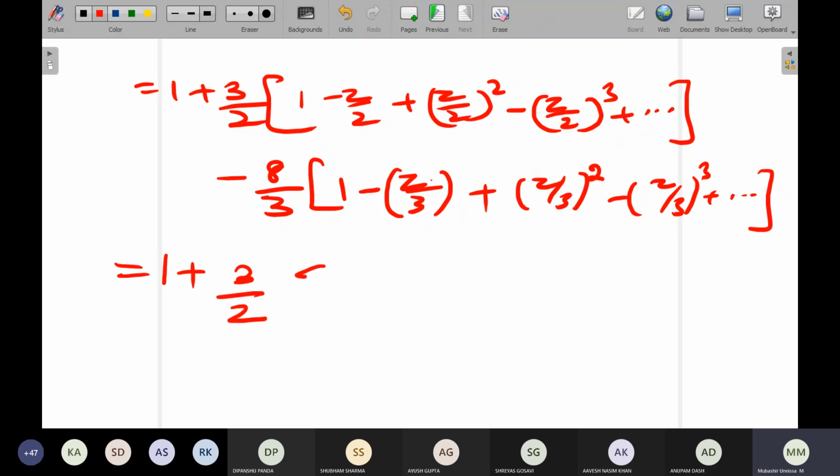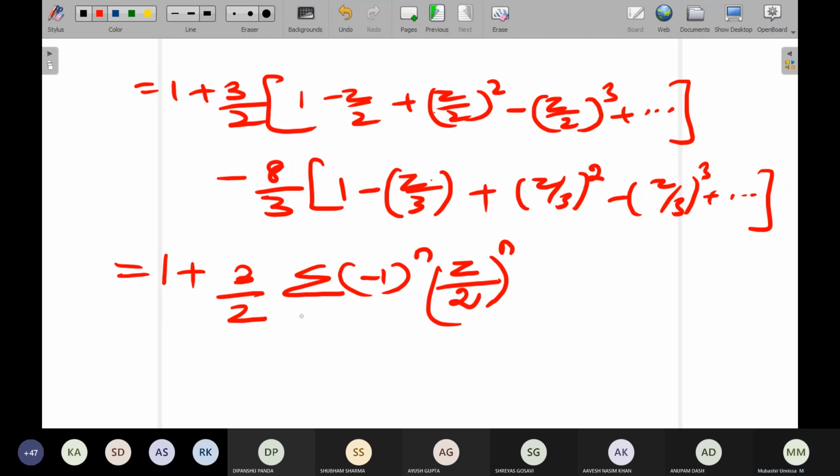So you can write this as 1 plus z by 2 summation minus 1 whole power n, because I have alternate plus and minus sign. So minus 1 whole power n, and z by 2 whole power n. Now what is your n? n will start from 0, right? When you put 0, you'll get back this 1. So n goes from 0 to infinity.